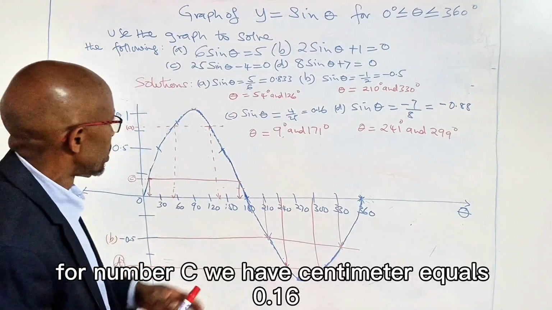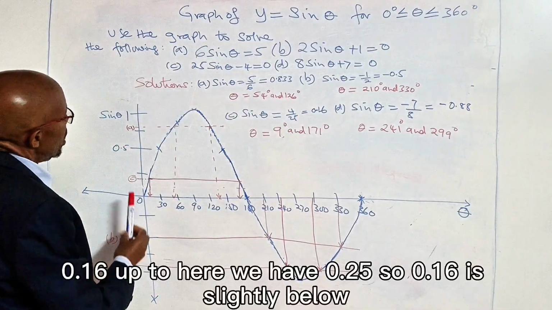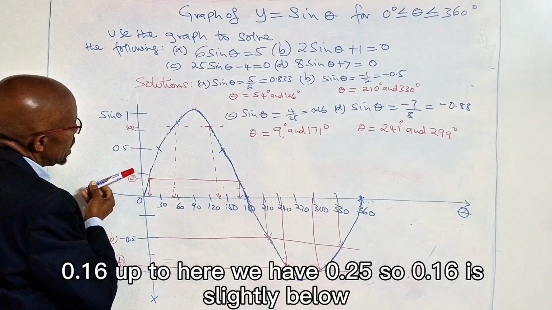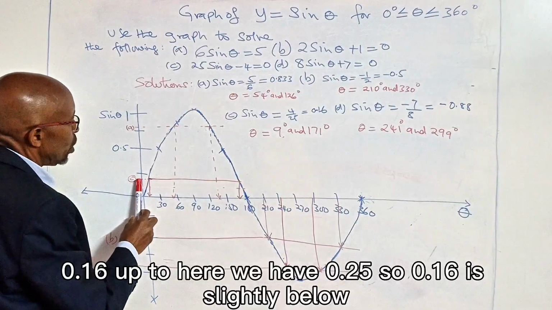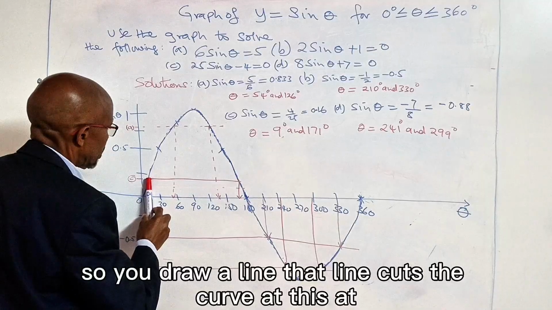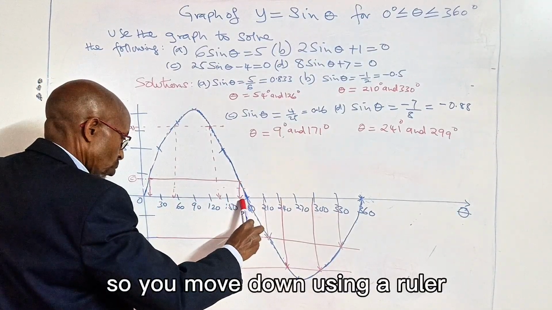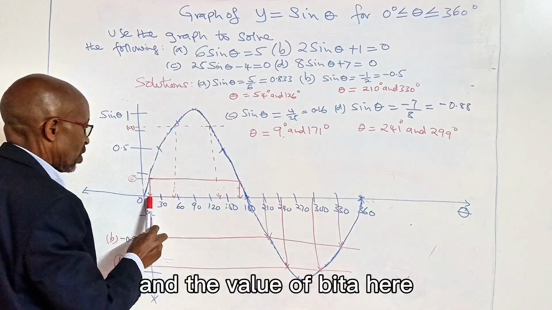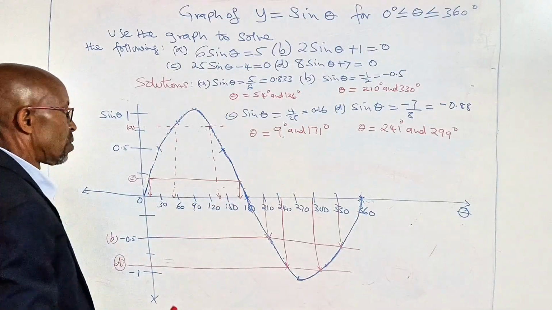For number C, we have sine theta is equal to 0.16. Up to here, we have 0.25. So 0.16 is slightly below. So you draw a line, that line cuts the curve at that point and at that point. So you move down using a ruler, you read the value of theta here, and the value of theta here. So you get 9 degrees and 171 degrees.